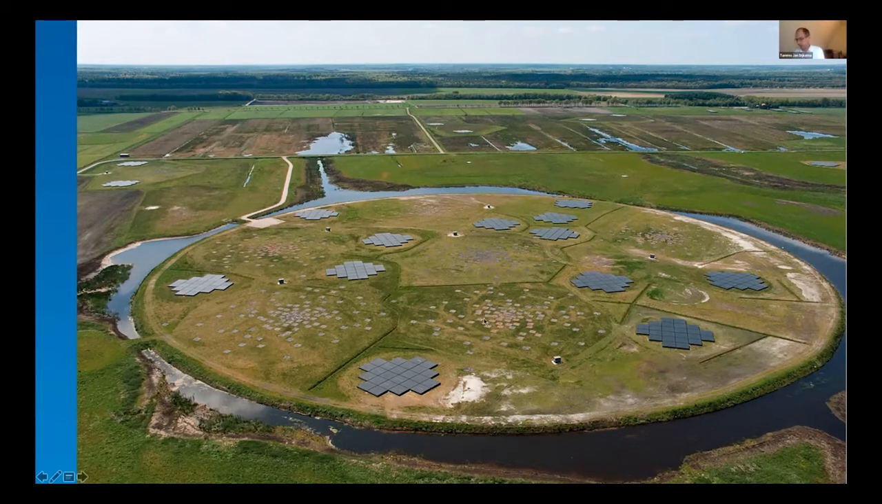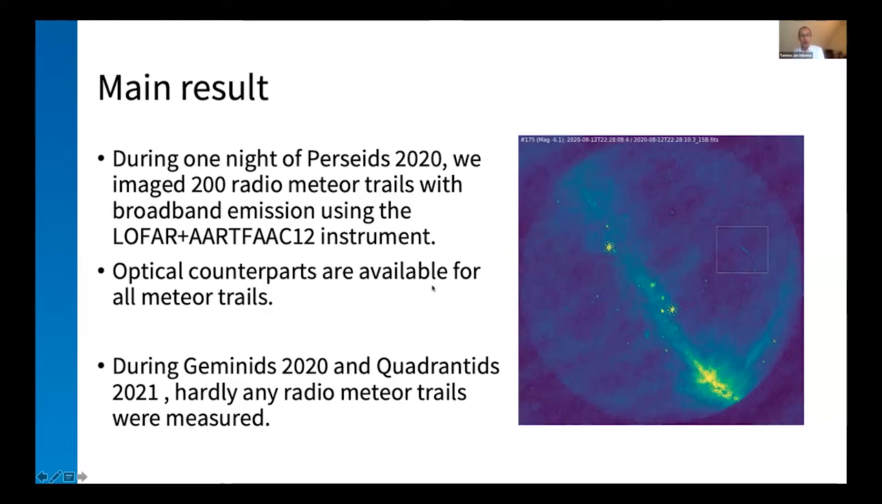And this was the instrument that was used for our main result. Now I could talk at least an hour about LOFAR, but let's just present the main result. The main result: we imaged in one night of the Perseids 2020, we imaged 200 radio meteor trails. You see one of them over here. This is a radio meteor trail at a resolution that hasn't been imaged before, ever, I think.